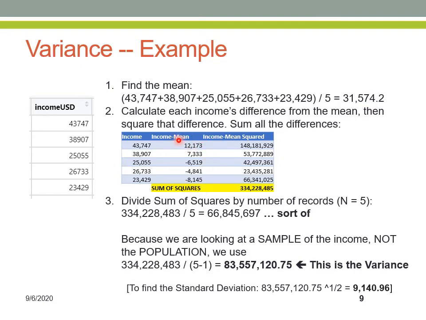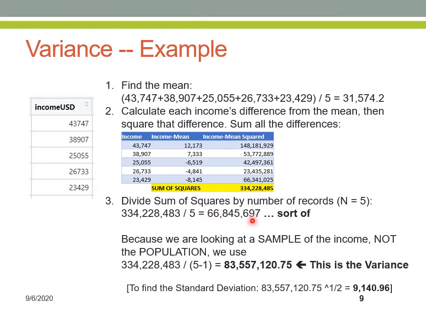And then we square that difference. Then we sum all these squared differences. That gives us the sum of squares. Then we divide this sum of squares by the number of records. We've already decided that n is 5.